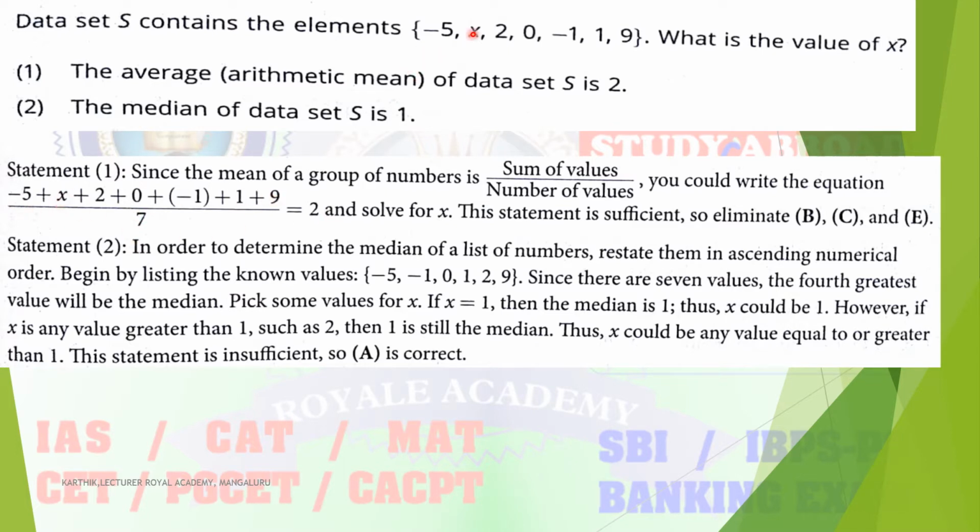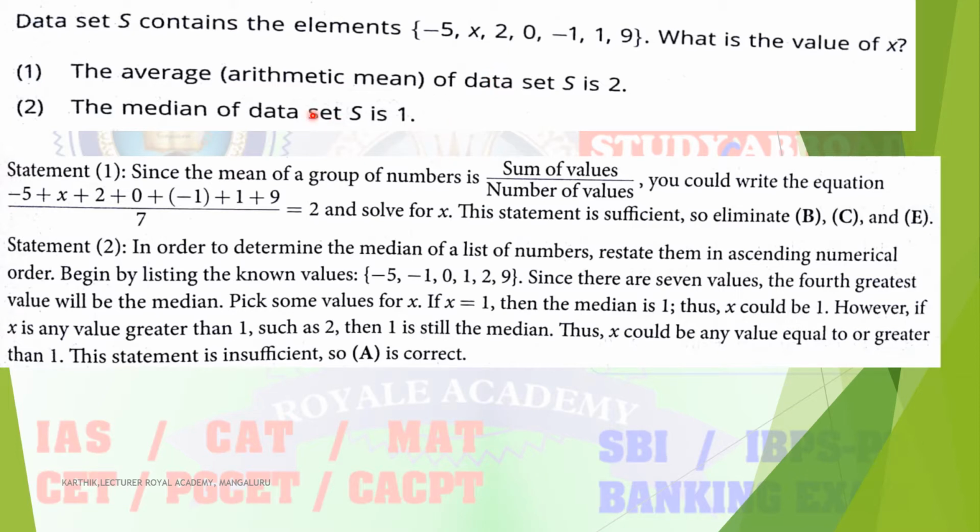So that is (-5 + x + 2 + 0 - 1 + 1 + 9) divided by the total number of values: 1, 2, 3, 4, 5, 6, 7. So 7 is the number of values, and this is equal to the average, the arithmetic mean of the data set S, which is 2. From that you can determine the value of x. So from the first statement you can easily determine the value of x.